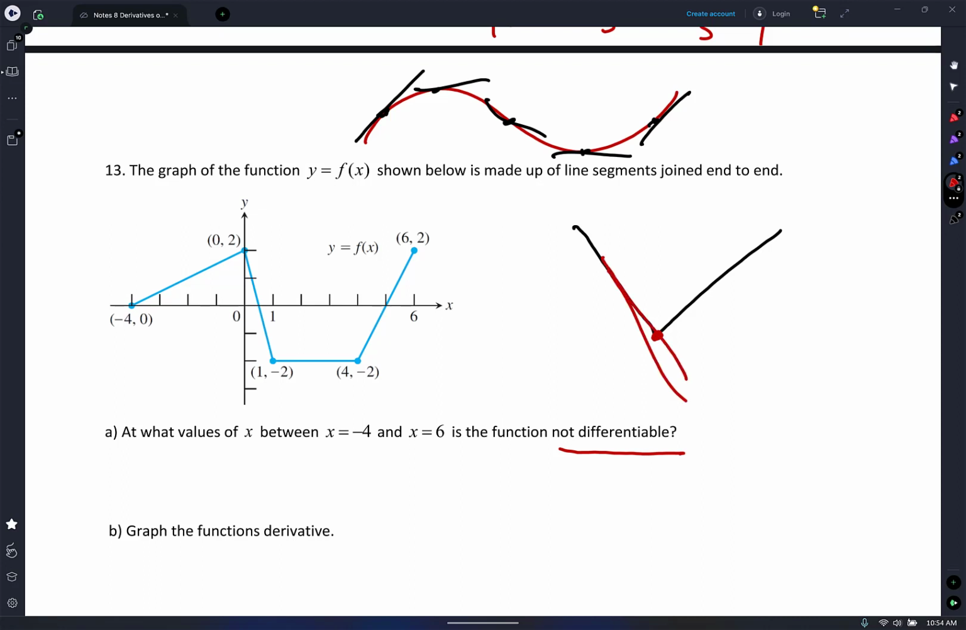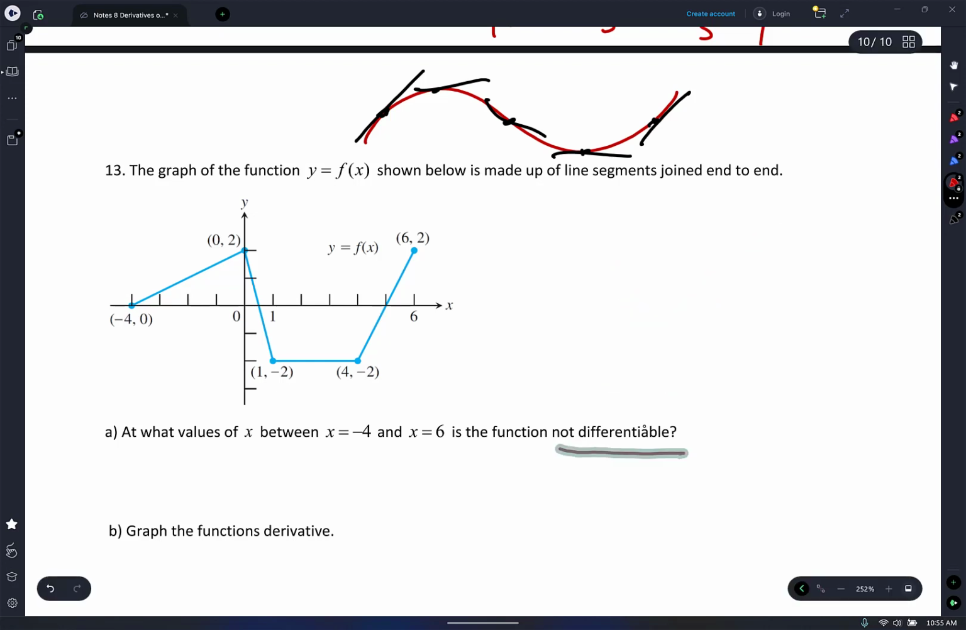If I'm really close to the right-hand side of that point, my tangent looks like that. So right at that point, how does my tangent look? If you have a corner or a cusp, you do not have a tangent line. And where else are you not differentiable? If your tangent line is a vertical line. But we'll get there when we get to that one. We don't have vertical lines here. Okay. Besides the endpoints, don't worry about the endpoints.